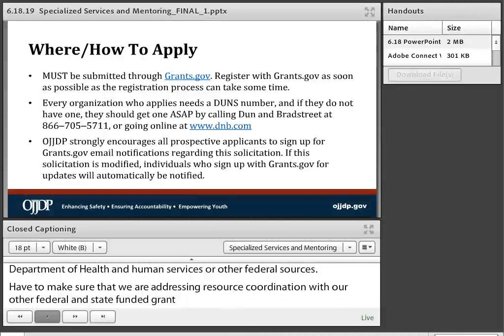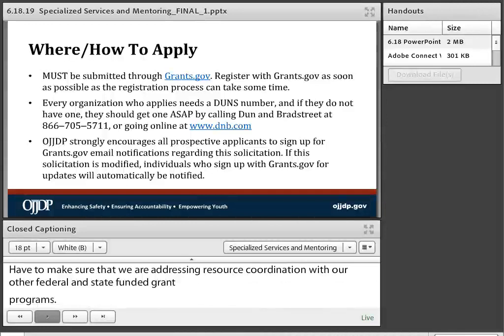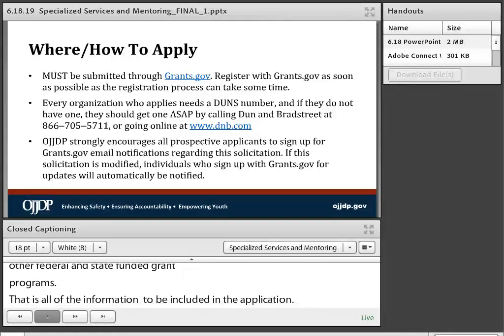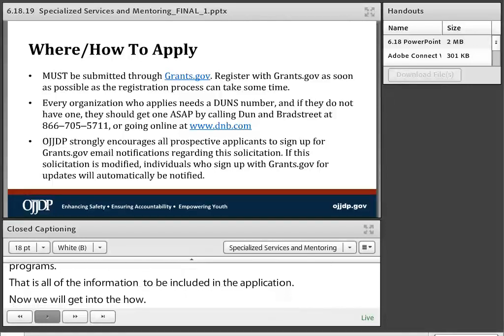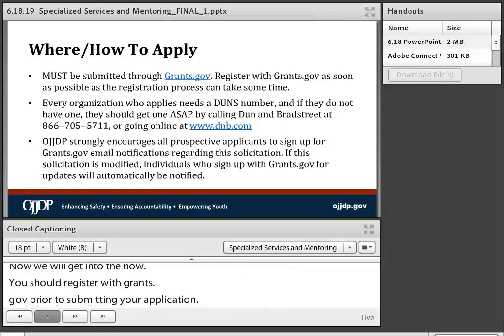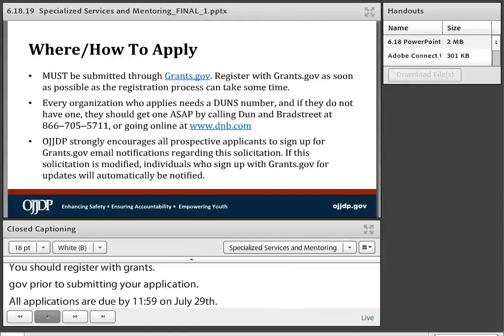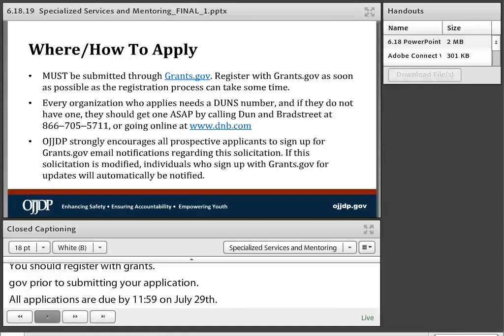So we covered a lot. That is all the information to be included in the application. Now we'll get into the how. You should register with grants.gov prior to submitting your application. Again, all applications are due by 11:59 on July 29th, but to be considered timely, they must be submitted by the deadline using grants.gov, and we really do recommend that you submit early.